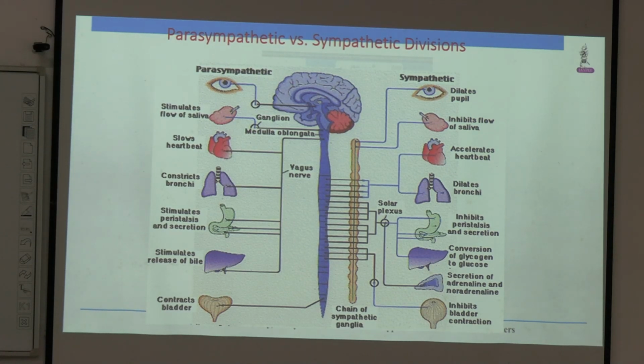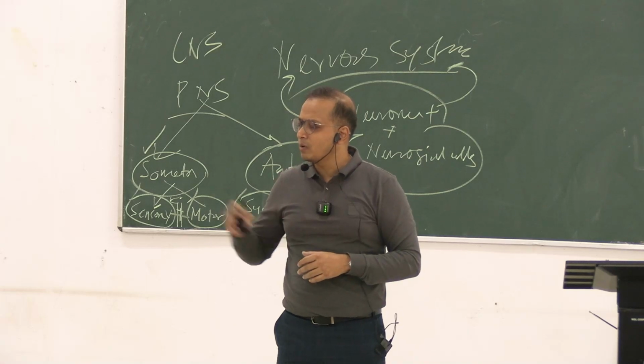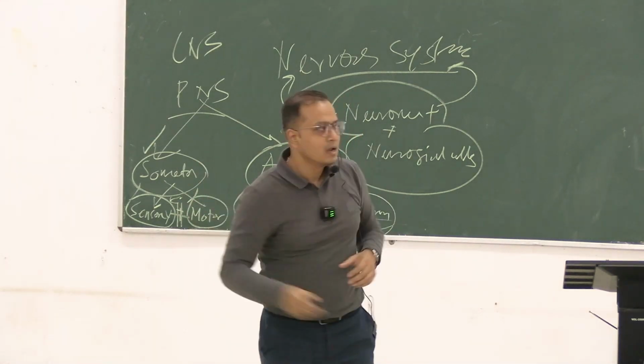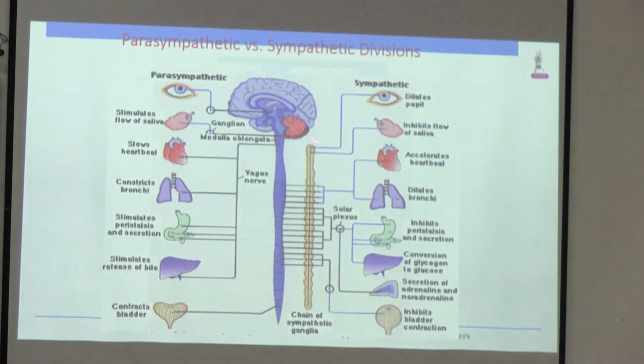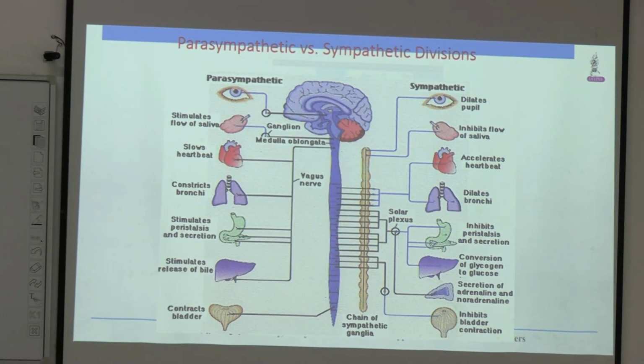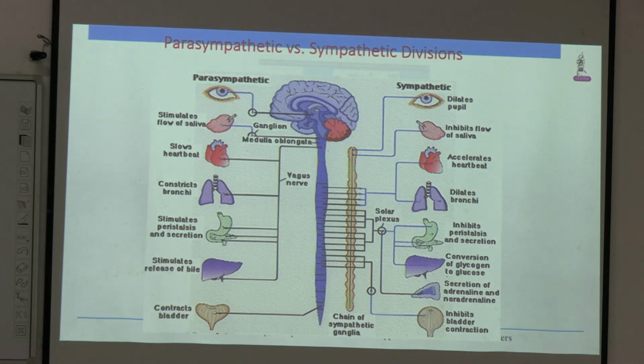The other system of the peripheral nervous system we call the autonomic nervous system. As we said, the autonomic nervous system also has two components, sympathetic and parasympathetic. They are counter-regulatory: one is increasing, the other is decreasing. These components are formed by the same peripheral nerves, the spinal nerves as well as the cranial nerves, which contribute to the sympathetic and parasympathetic divisions.